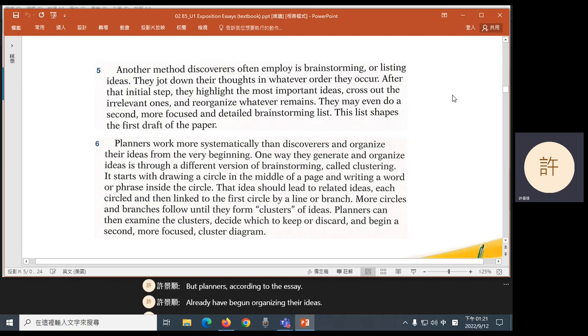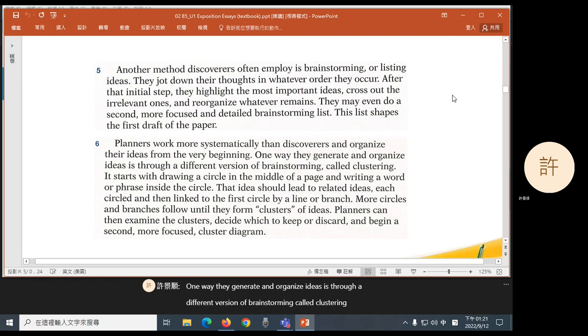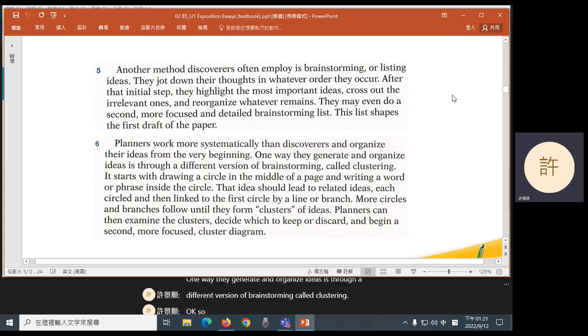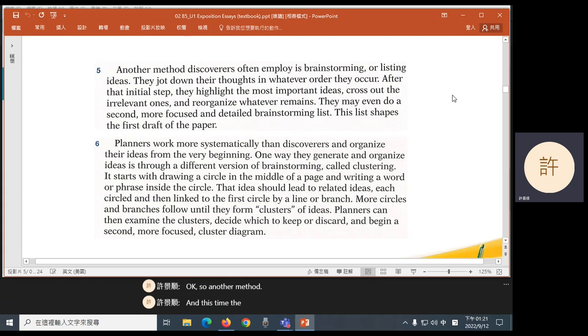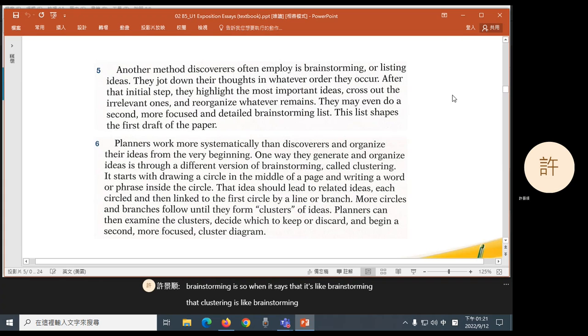One way they generate and organize ideas is through a different version of brainstorming called clustering. Okay, so another method, and this time the essay builds on an earlier concept. We already know what brainstorming is. So when it says that clustering is like brainstorming, we are more easily able to understand what clustering is, right? This sentence prepares us to understand what kind of method clustering is.